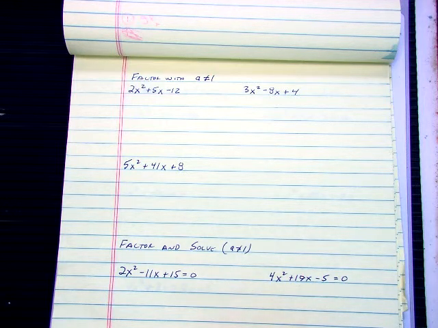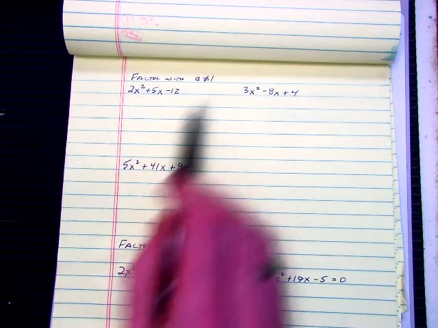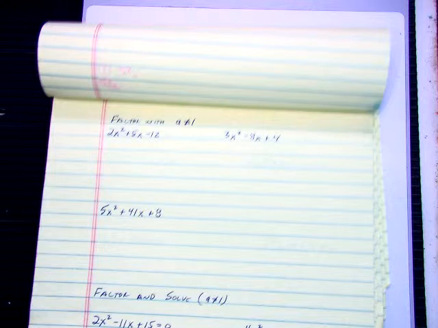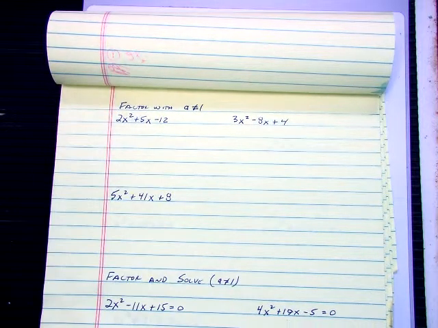Okay, ladies and gentlemen, here we go. We are going to go on to some factoring where a is not equal to 1. In the past, we did it where the number in front of the x squared was equal to 1. If you look at all these, it is not. It's going to be a step at the beginning and a step at the end.